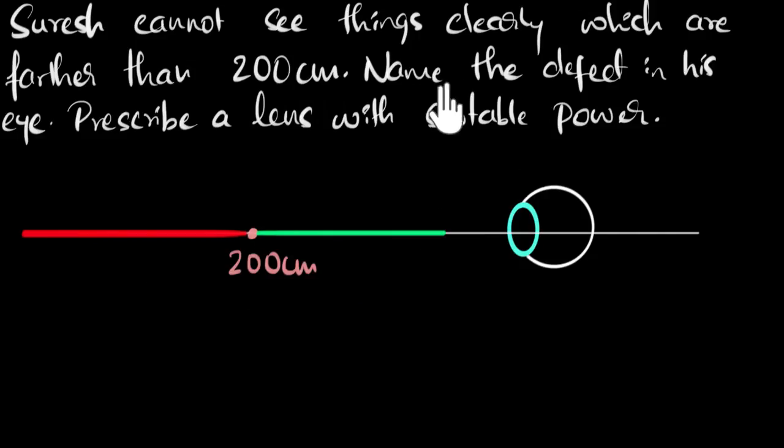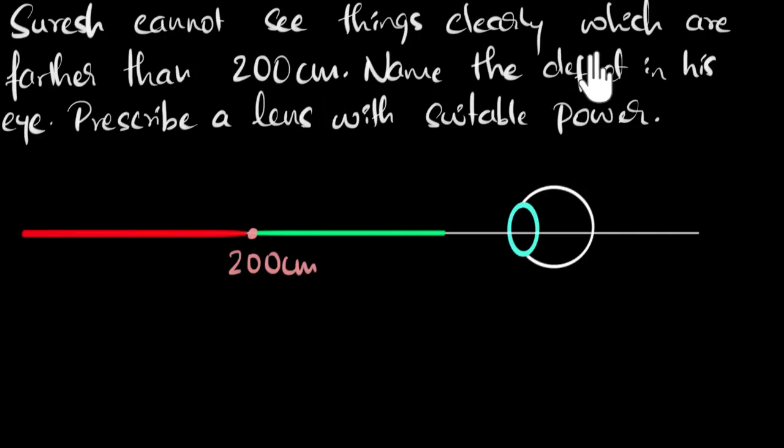So now we have to name the defect in his eye. Can you think about what that defect is? Just pause the video and think about what this defect is. Well, since he can see things which are near to him at close distances, but he cannot see things which are far away, the defect is short-sightedness.